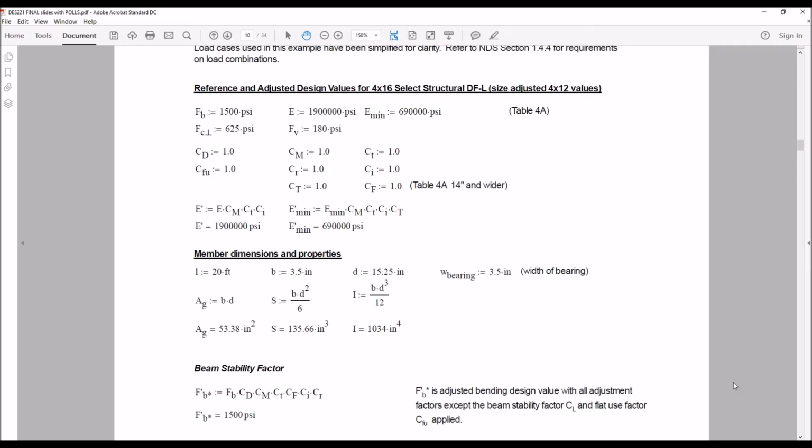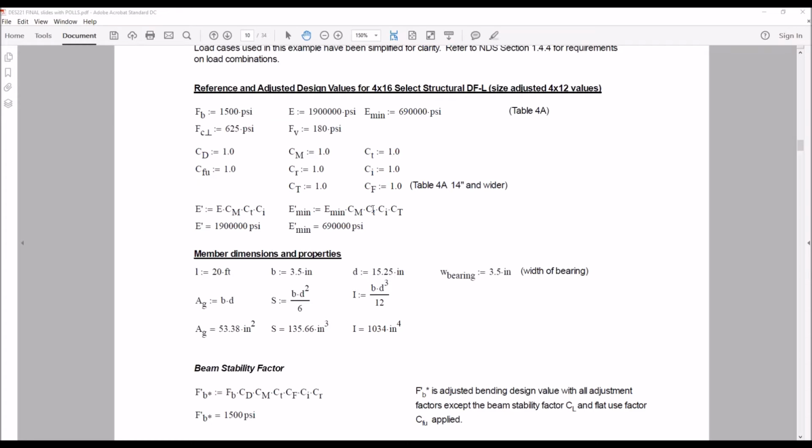Using the equations in table 4.3.1 and the adjustment factors, we can calculate the modified modulus of elasticity, this E prime, and that would be our adjusted design value. We can do that for the modulus of elasticity, the E value, and the E sub min value. So we can get the adjusted design values for that.